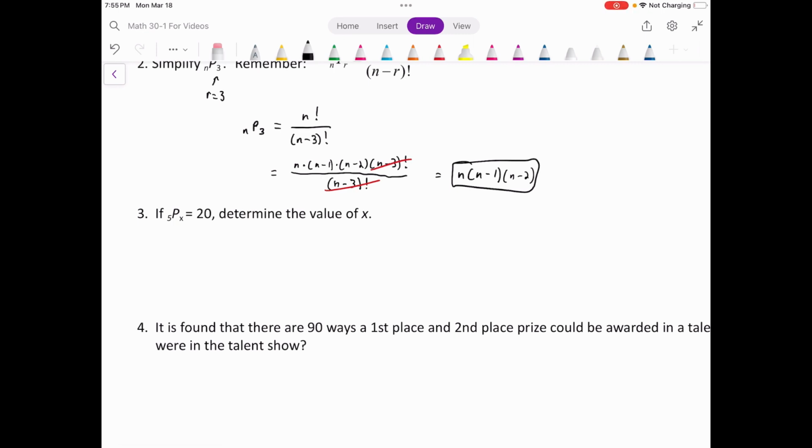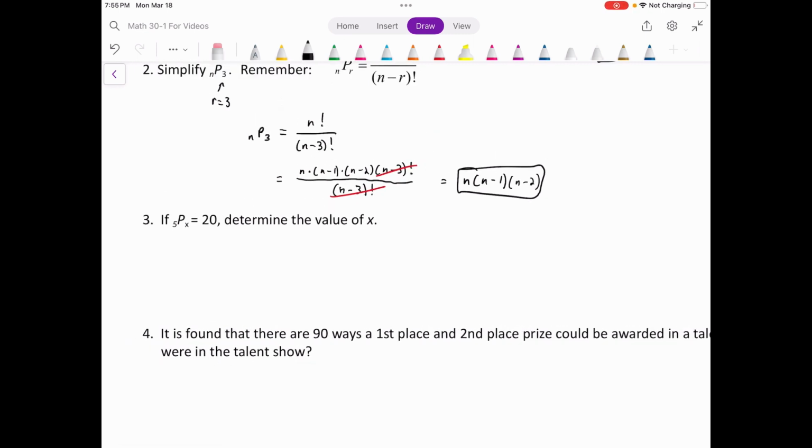All right, so now it says if 5 pick x equals 20, determine the value of x. So our n is 5, our r is just x, right? And again, n pick r is just n factorial over n minus r factorial. So what they're telling us is that 5 pick x is 20, right? So that means 5 permute x is equal to 20, but it's also equal to 5 factorial over 5 minus x factorial.